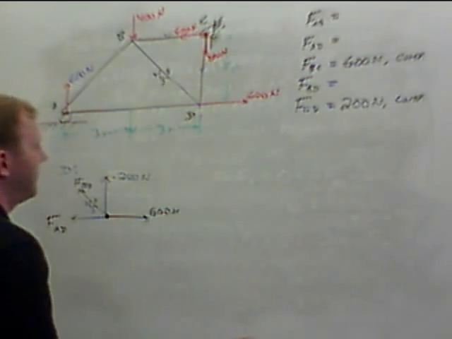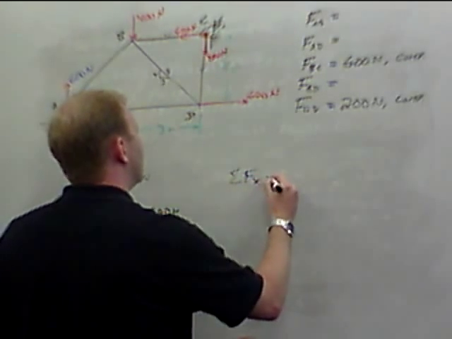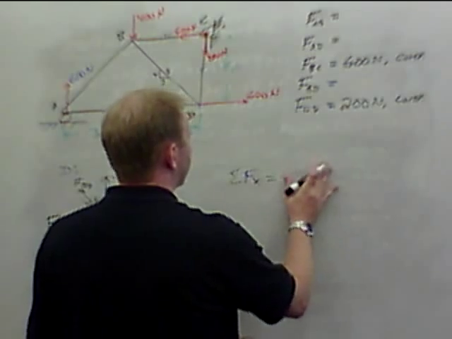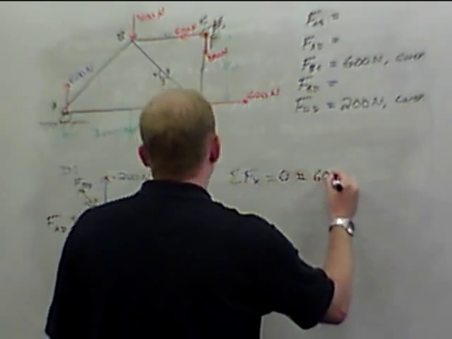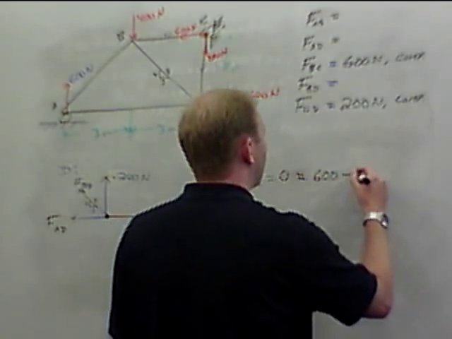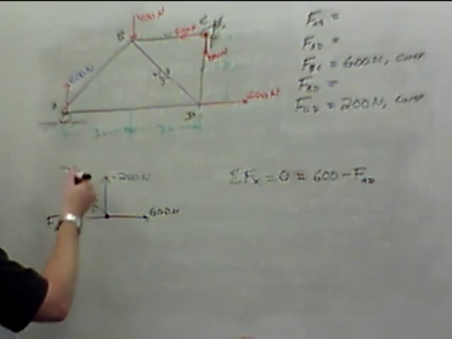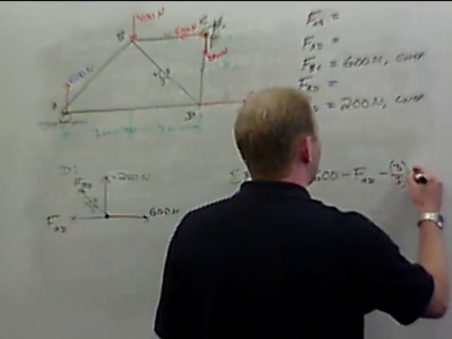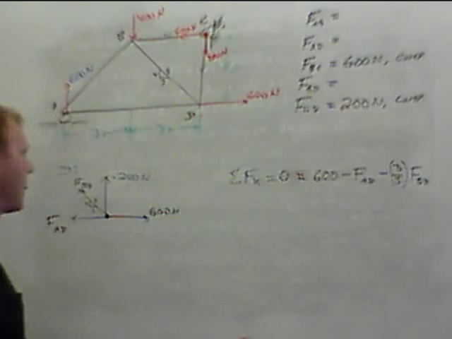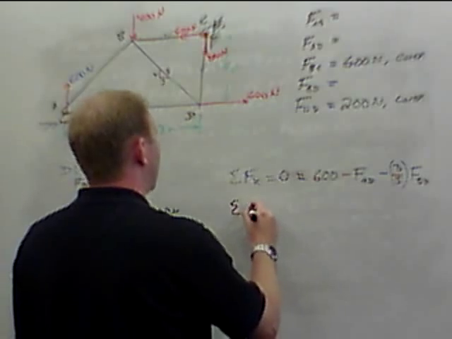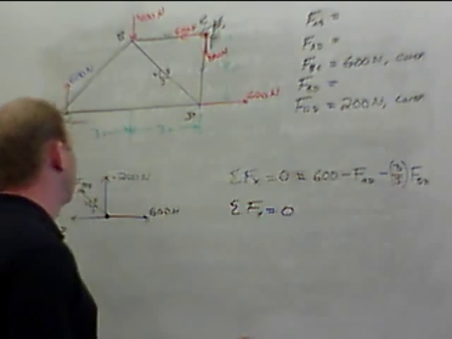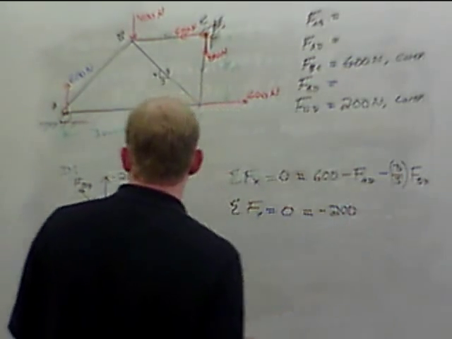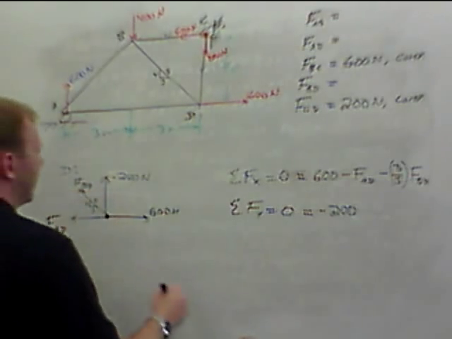So we have summation of forces in the x equal to 0, which is equal to 600 minus FAB minus the x component of FBD, which is 3/5 of that. Then we have summation of forces in the y equals 0. This equals negative 200 plus 4/5 FBD.